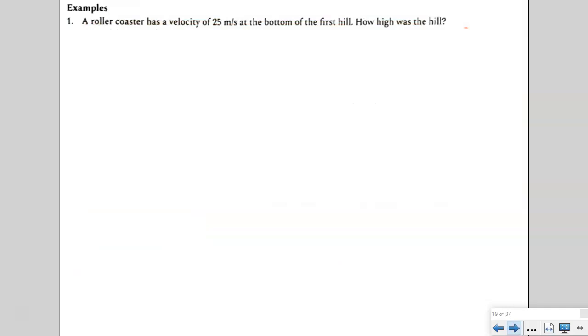Let's look at a couple example problems. A roller coaster has a velocity of 25 meters per second at the bottom of the first hill. How high was the hill? So let's apply the law of conservation of energy. In this case, there's no friction, or at least we're ignoring friction, so the work done by non-conservative forces equals zero.